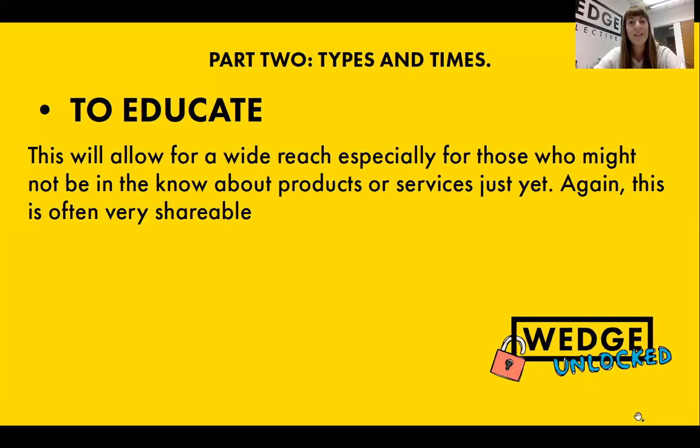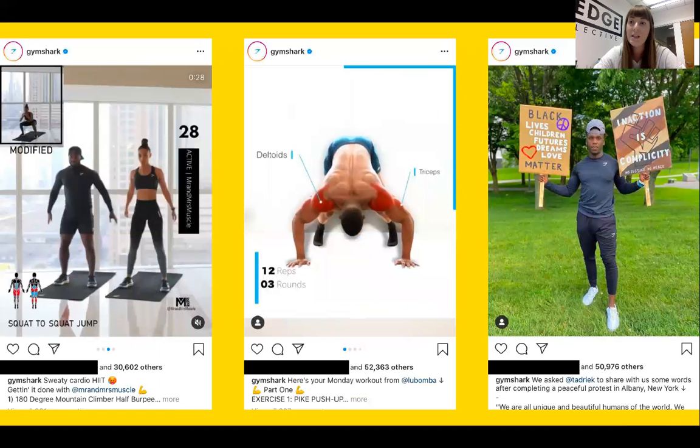Okay, to educate. These types of posts will allow for a wide reach, especially for those who might not be in the know about the products or services just yet. Again, this is often very shareable. Let's have a little look at the examples that we're talking about. We've got 3 examples from Gymshark. They've done a little cardio HIIT session, they're showing people how to do push-ups, and they're sharing political stuff about the Black Lives Matter movement.